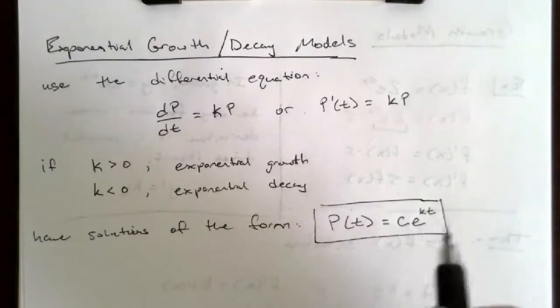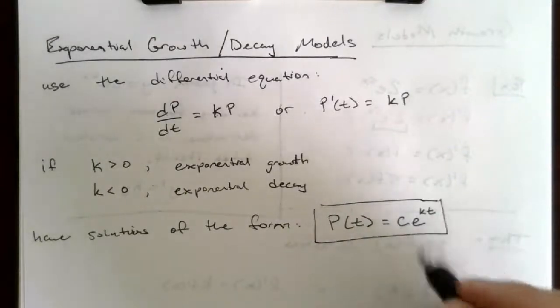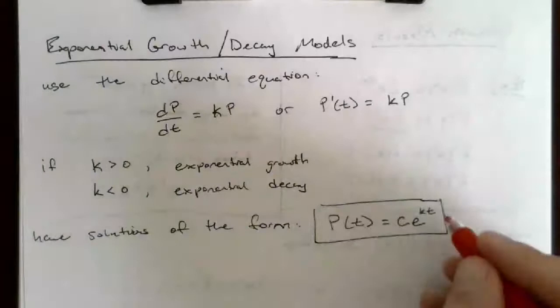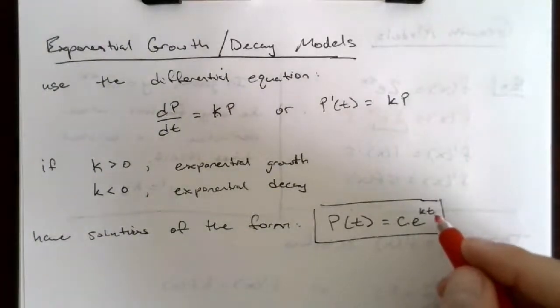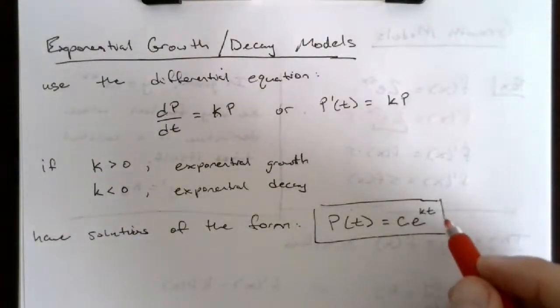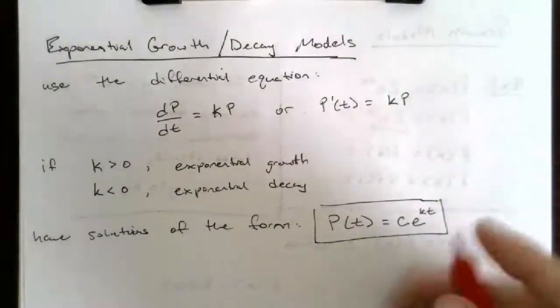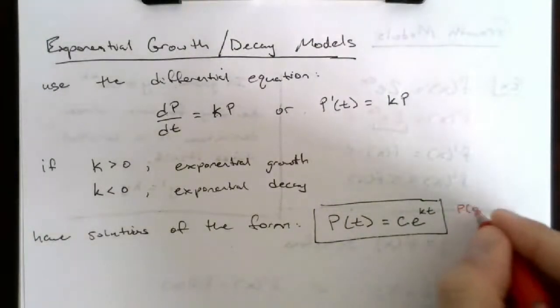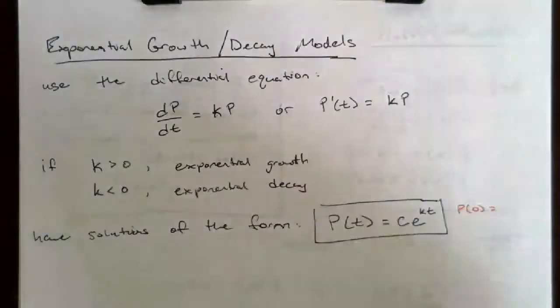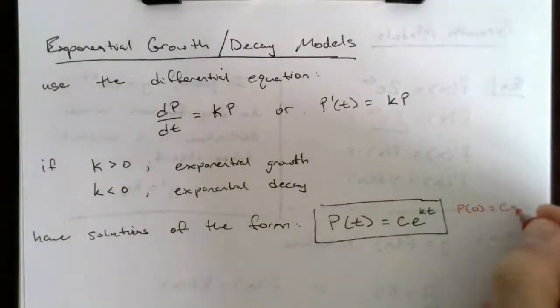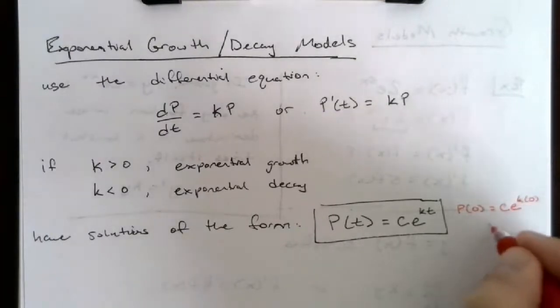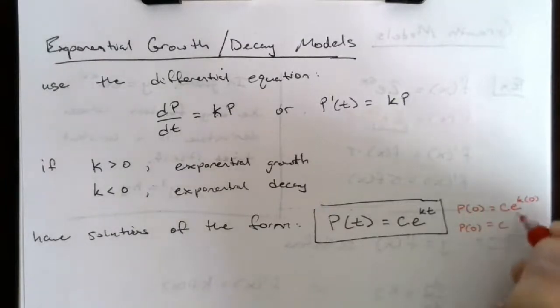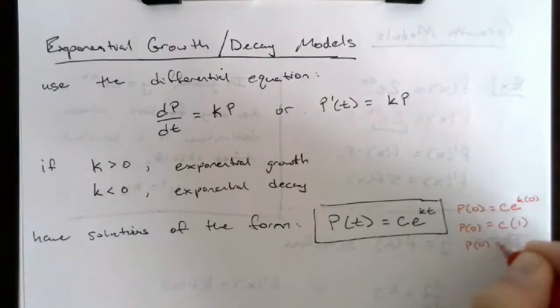Something to point out, if I was to sub in t equals 0. A lot of times when we do these problems, t is a time. If time was 0, what's p of 0? Well, if I substitute into here, it's c e to the k times 0, because I'm subbing in for t. That would just be c times e to the 0 power, which is just 1, so c times 1. So we end up with p of 0 equals c.